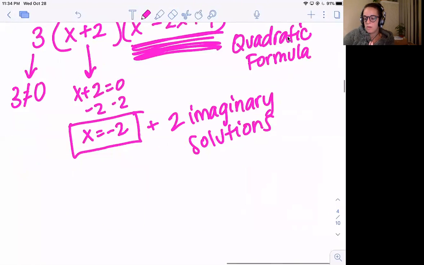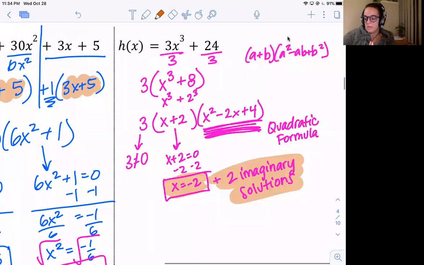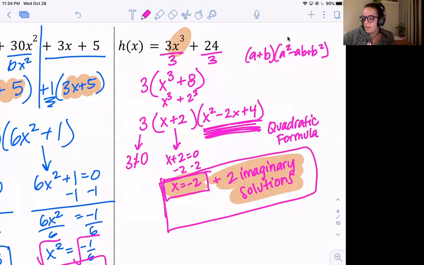So we have 1 real solution, which is this one here, plus 2 imaginaries. That's 3 total solutions. Remember that since it started with x to the 3rd, we should have 3. So we have 1 real and 2 imaginaries. That means that we have 3. So this is our final answer for this problem here.